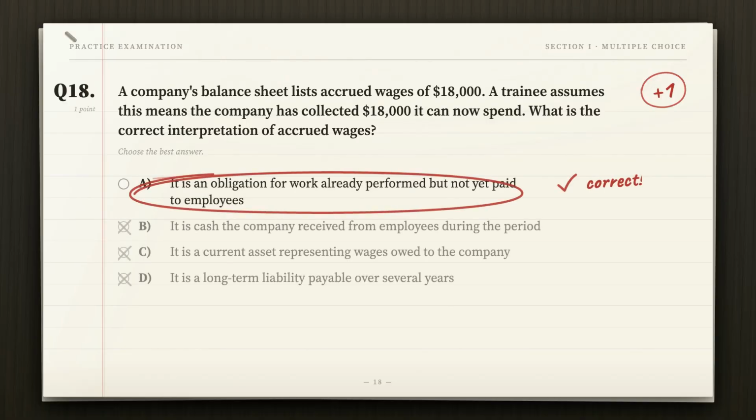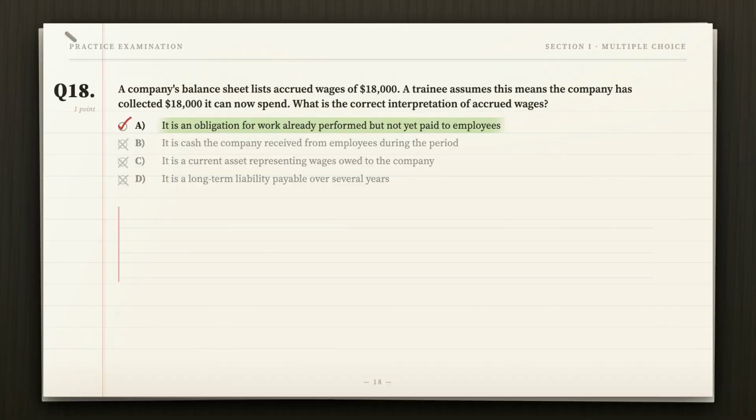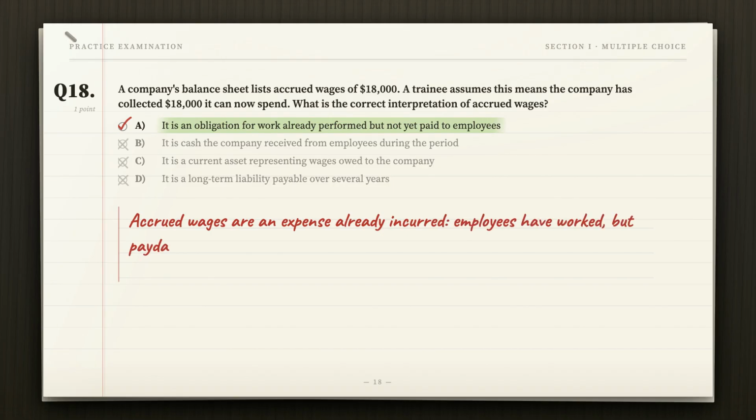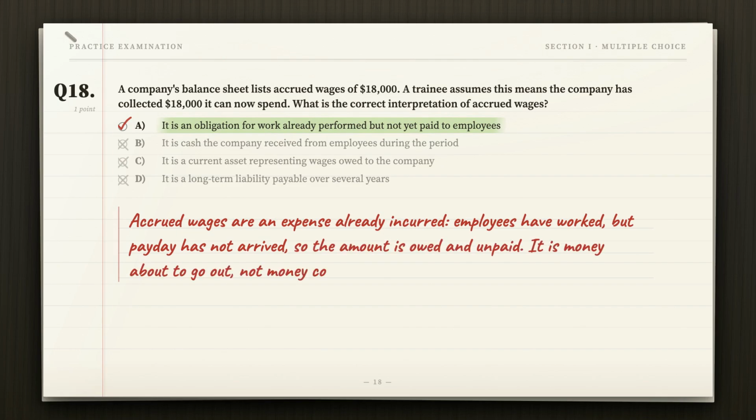The correct answer is A. It is an obligation for work already performed but not yet paid to employees. A is correct because accrued wages are an expense already incurred. Employees have worked but payday has not arrived, so the amount is owed and unpaid. It is money about to go out, not money coming in.